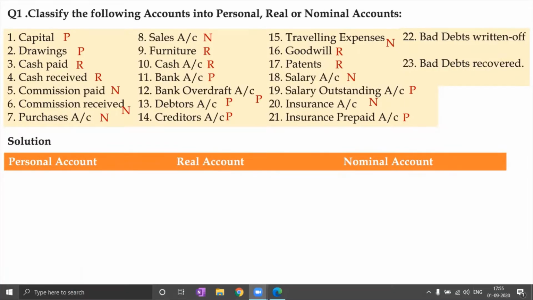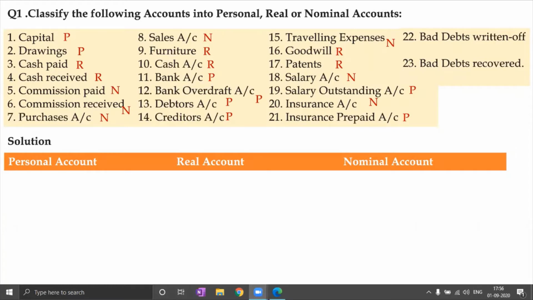Okay, now the 22nd is bad debts written off. First of all, we need to understand what bad debts are. A bad debt is an amount that we are not going to receive. For example, I had borrowed 10,000 rupees from you people, and I told you that I will return it to you after 1 month, but I didn't. I left the country. So that 10,000 for you will be a bad debt because you are not going to get it in the future.